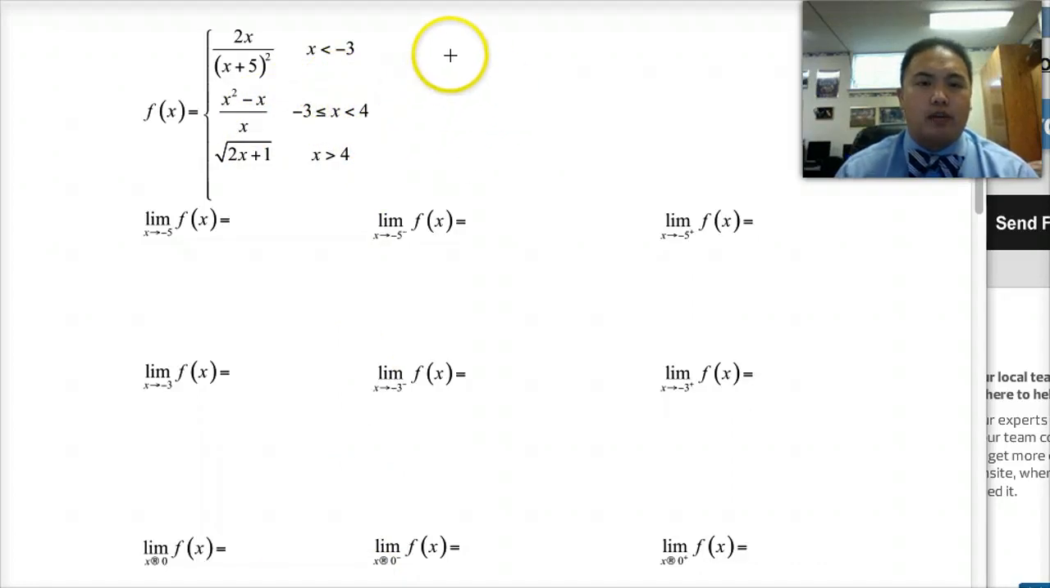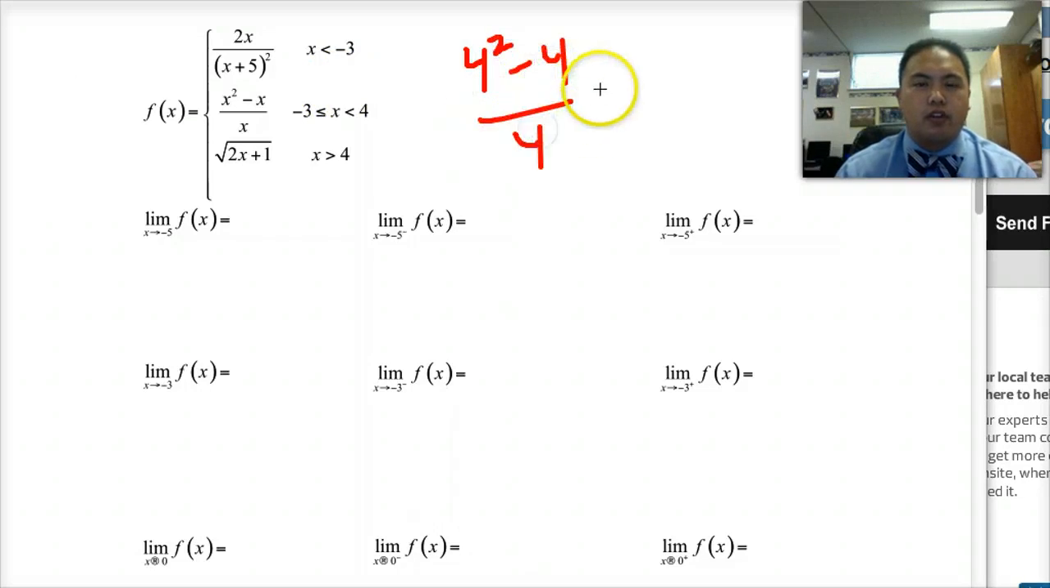If I plug in 4, I get 4 squared minus 4 over 4, which is 16 minus 4, which is 12, over 4, and I get 3. So let me scroll down and plug in 3.